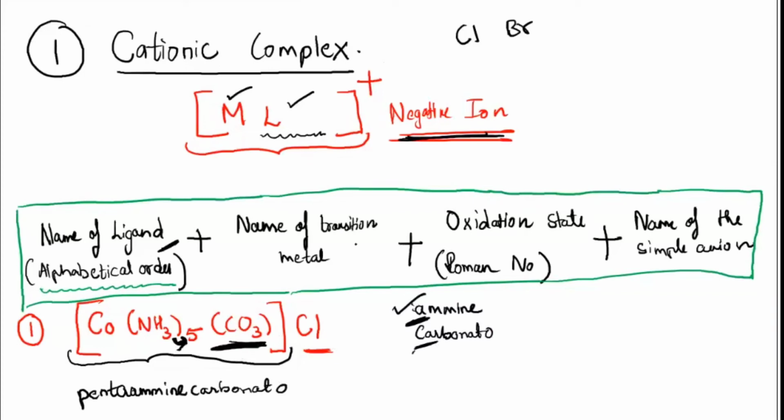After that, I told you, you will go for the transition metal. What is the transition metal here? Co. Co is cobalt here, so you will just write the cobalt name. Okay, done. So we are finished with whatever is present inside the bracket.